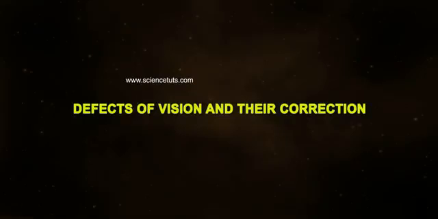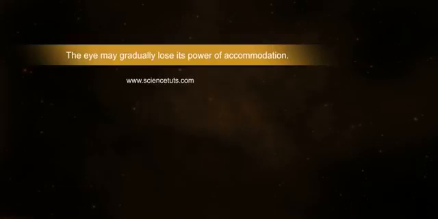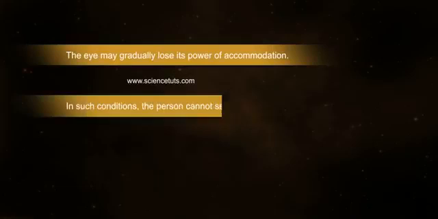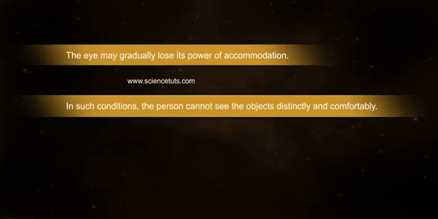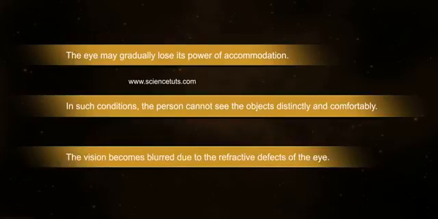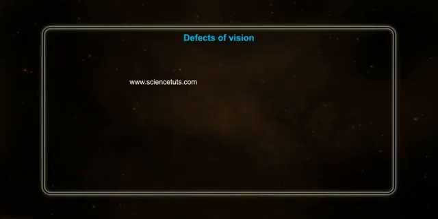Defects of vision and their correction. The eye may gradually lose its power of accommodation. In such conditions, the person cannot see the objects distinctly and comfortably. The vision becomes blurred due to the refractive defects of the eye. There are mainly 3 common refractive defects of vision.